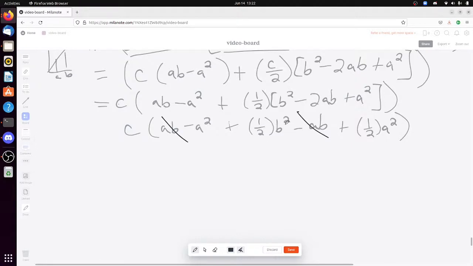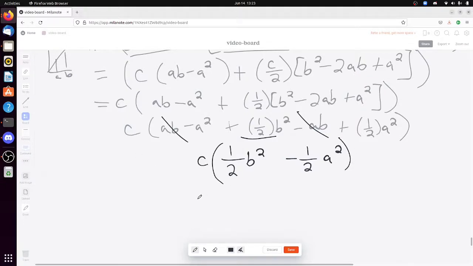And then what do we have? We have this b squared, which can't be simplified anymore, but we do have this minus 1 a squared. So we basically are looking at minus 1 a squared plus 1/2 a squared. What does that equal? That equals minus 1/2 a squared. And we're still left with this term, 1/2 b squared. And remember, all this times c. Is this starting to look familiar?